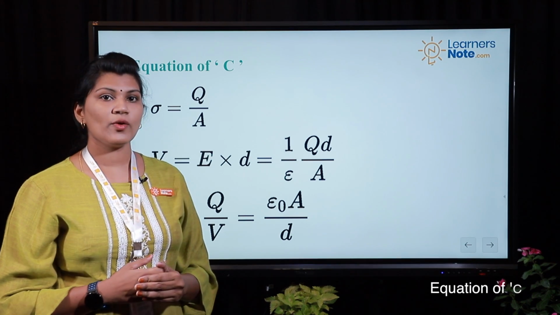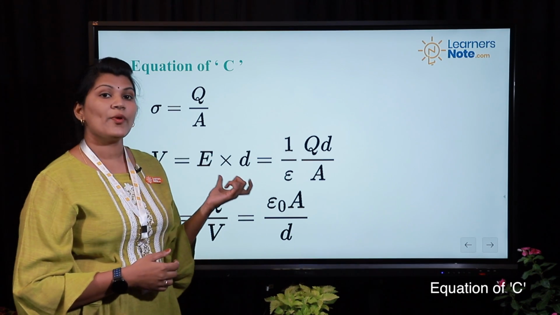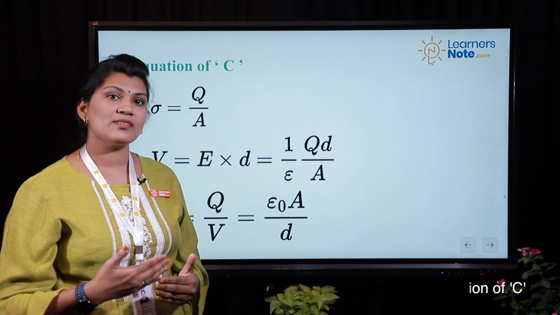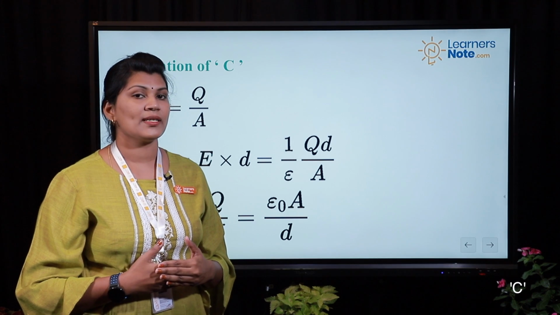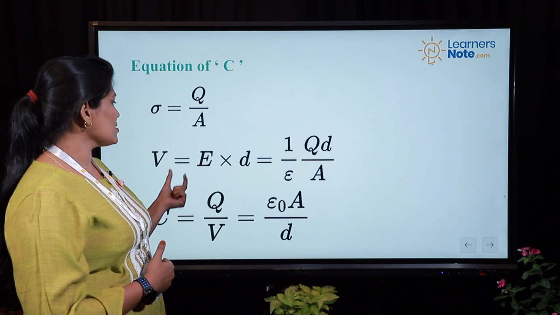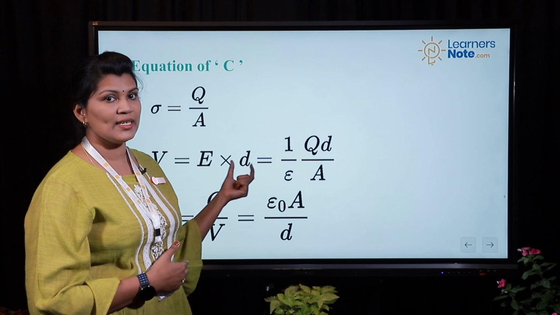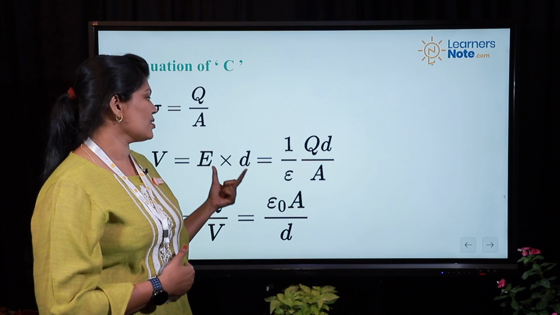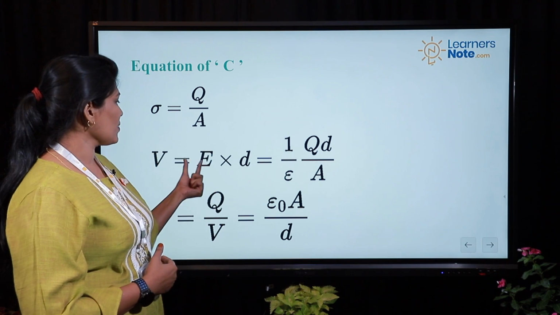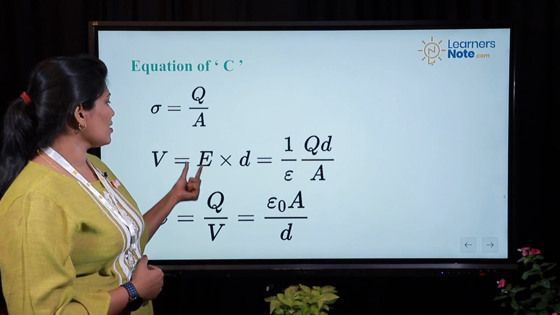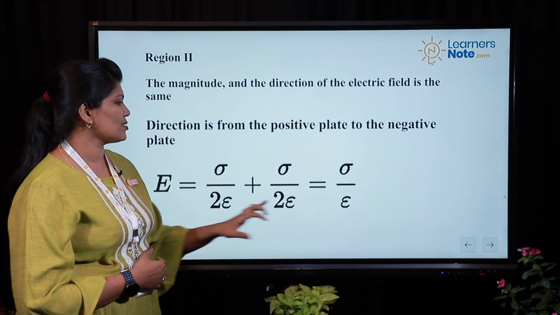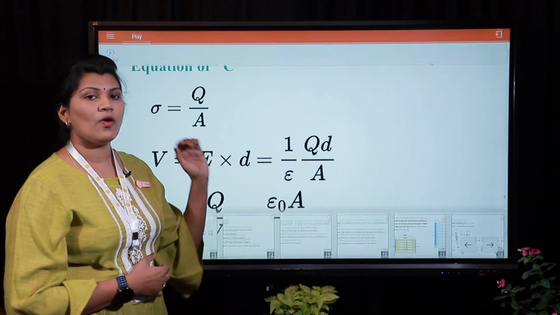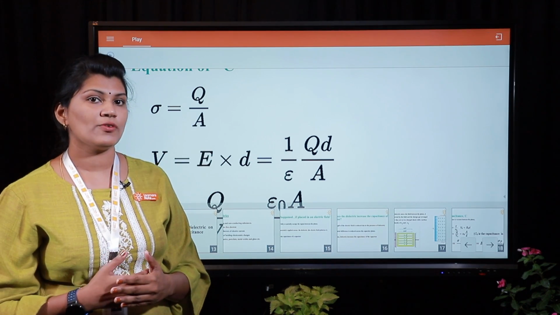Then next we are going to find the expression for the potential difference between these two plates. The potential difference is represented by the capital letter V. So V is equal to E times d, where d is the distance between these two plates. And we have the value of E as sigma by epsilon 0, where epsilon 0 is the permittivity of the medium.